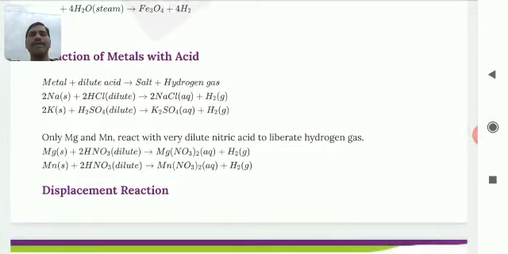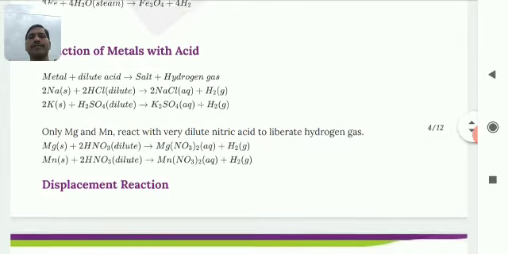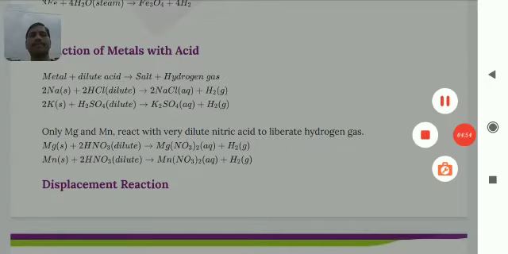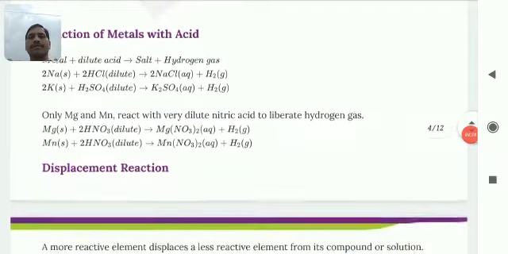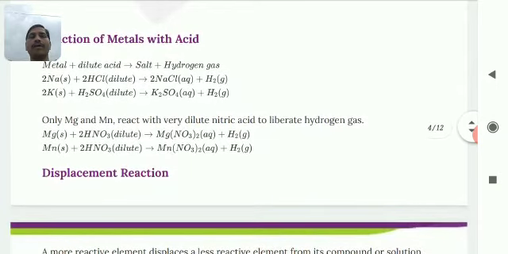Only magnesium and manganese react with very dilute nitric acid to liberate hydrogen gas. You can see the reaction. Magnesium reacts with dilute nitric acid to form magnesium nitrate, and hydrogen gas is released.